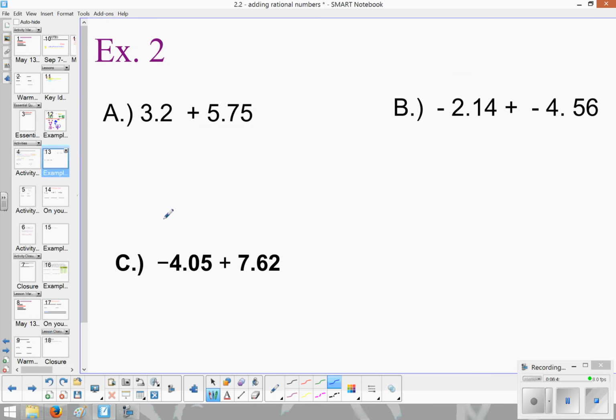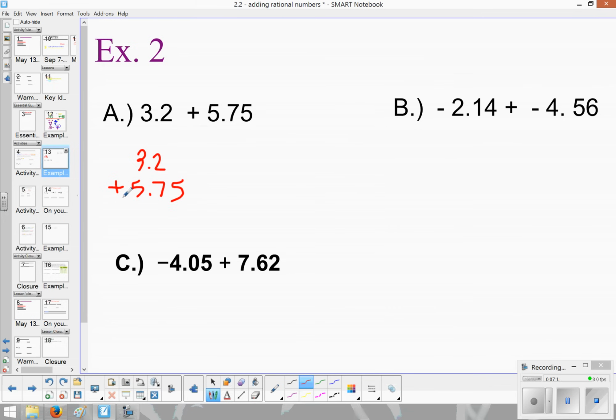All right, in our next example now, what we have to do is add the decimals. So to add the decimals, what we're going to do is line them up. In my first example, all I'm going to do is take 3.2 and line it up with my 5.75. Now, if you want, you could have written 5.75 first and 3.2 on the bottom, but I just happened to write it this way, so I'm going to go ahead and continue.